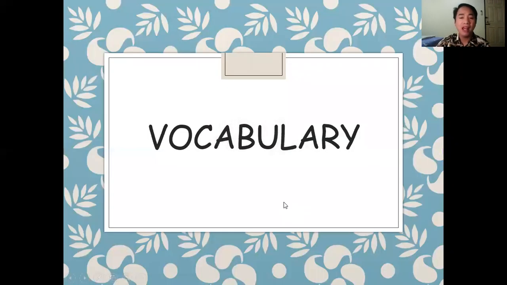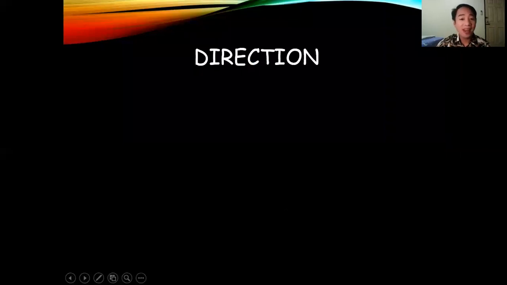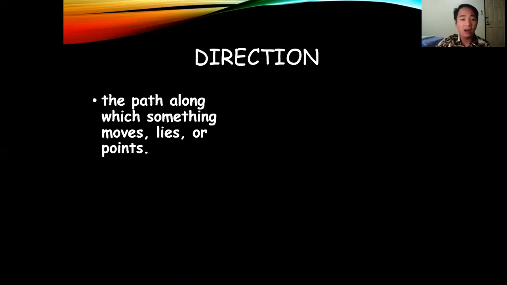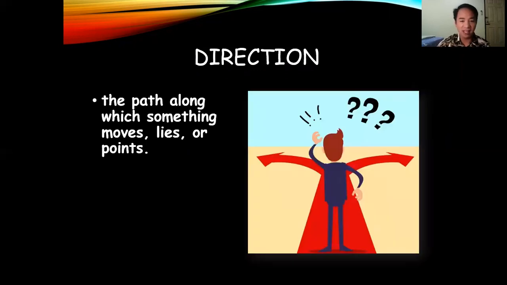Okay. Direction. What is the meaning of direction? It is the path along which something moves, lies, or points. Again, direction is the path along which something moves, lies, or points. So this is a picture of direction. Okay, which way will you go or which path will you go?